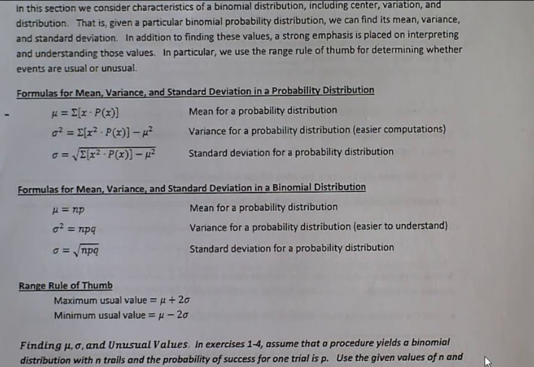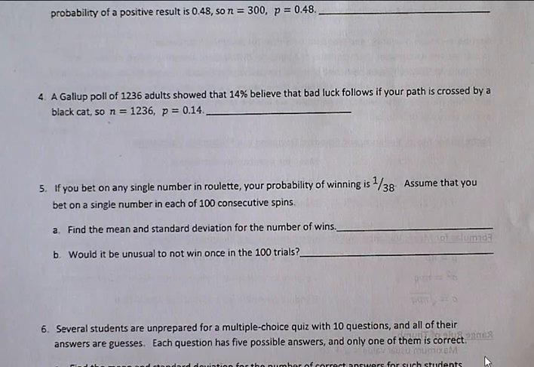Now, down below, to find usual and unusual, again, we need to find max and min. Here are the formulas, that range rule of thumb for doing maximum and minimum values. The minimum value is the mean minus 2 standard deviations. The maximum value is the mean plus 2 standard deviations. Anything between those min and max would be usual. Anything outside the min or the max would be unusual. So we're going to put those formulas into play. They're going to give you several different situations with the problems, but you're going to see that the process as you work these is going to be the same over and over and over again.